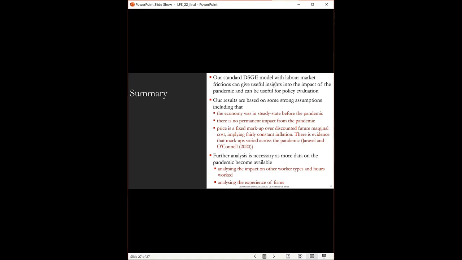Also, we assume that the economy will go back to steady state and there's no permanent impact of the pandemic on the labor market, which at the moment we cannot be sure of. Also, our results for inflation don't match the actual inflation. This is because we assumed that inflation is a fixed markup on the marginal cost. And because we modeled the wage subsidy due to the job retention scheme, the marginal cost was relatively flat. And so inflation was relatively flat as well.